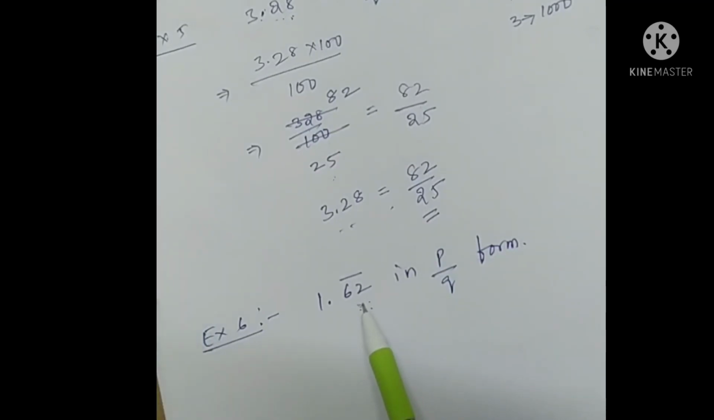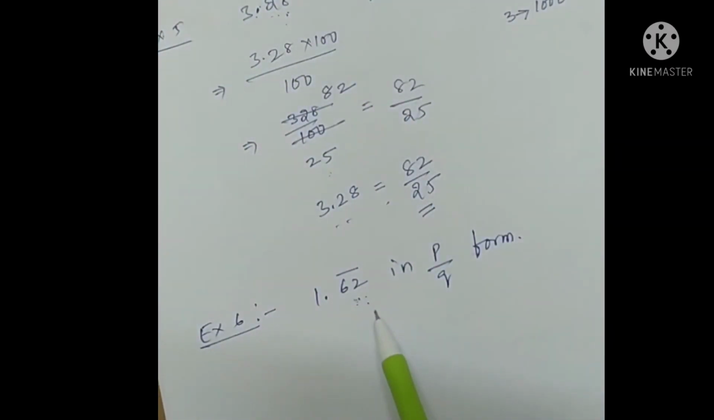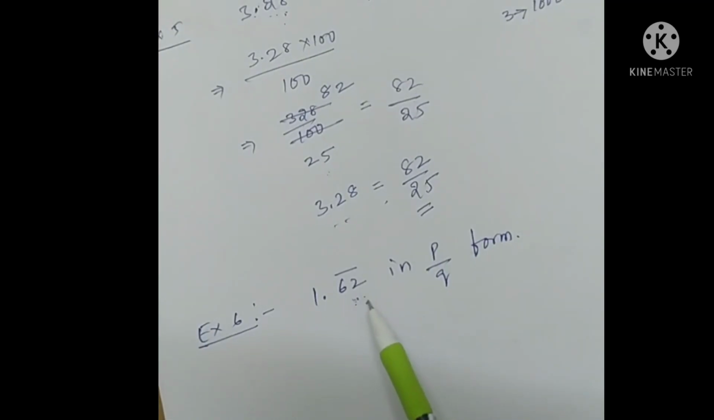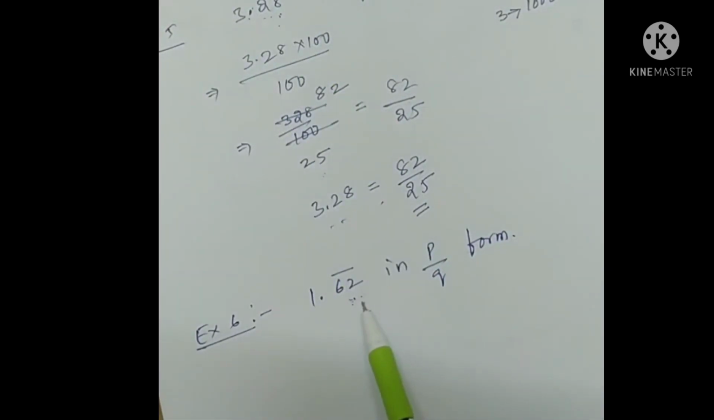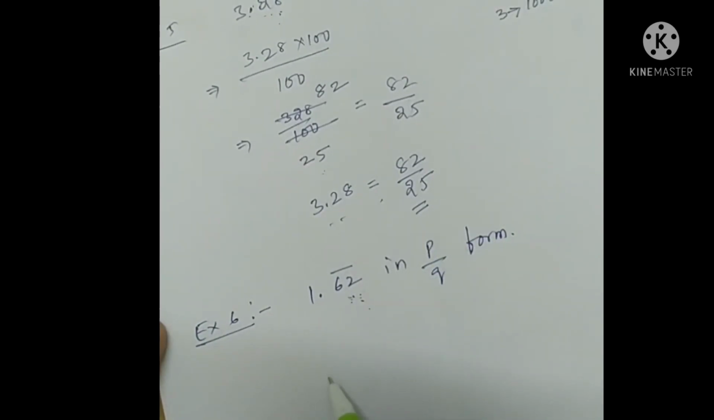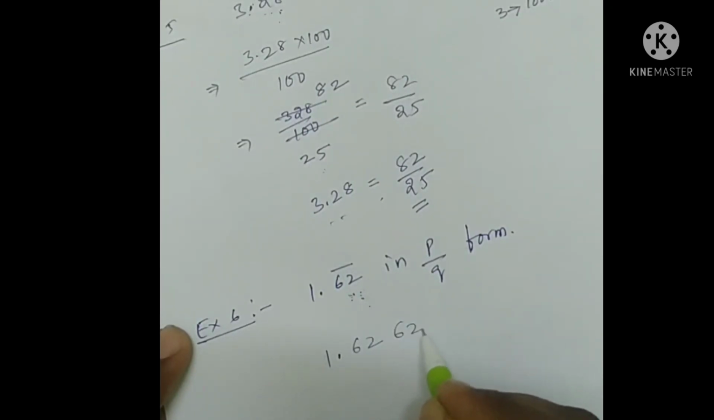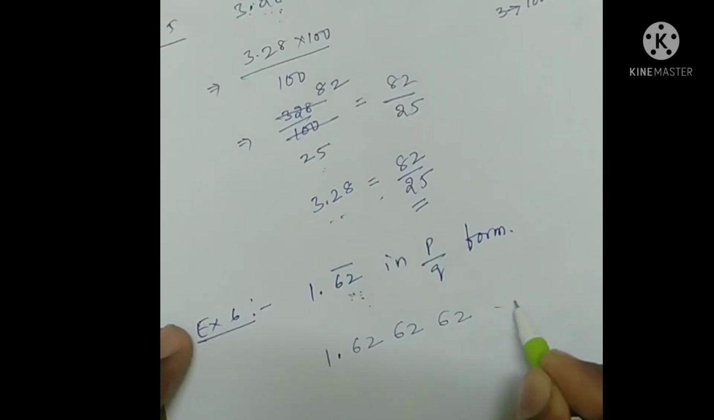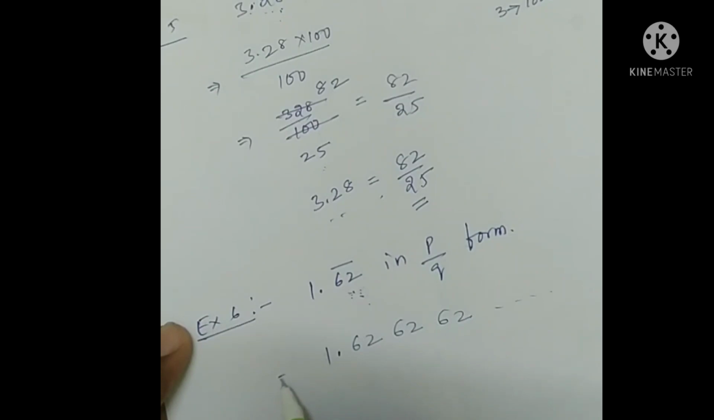In our previous examples, we already know this is the example of 7 by 16. This is example of 10 by 7. So this is non-terminating, this is terminating. In non-terminating, this is a repeating decimal expansion. So here 1.62 bar means 1.62, 62, 62 and so on. Two decimals are repeating decimals.